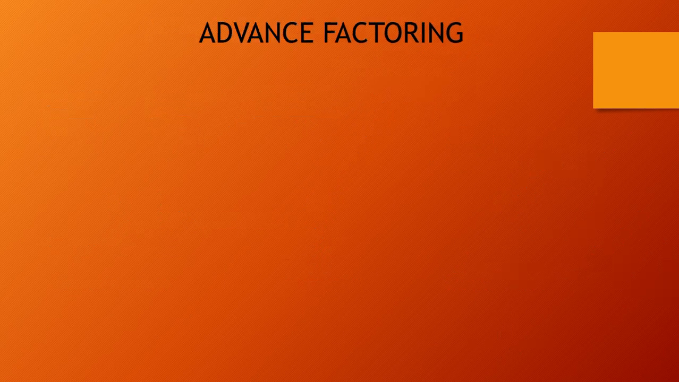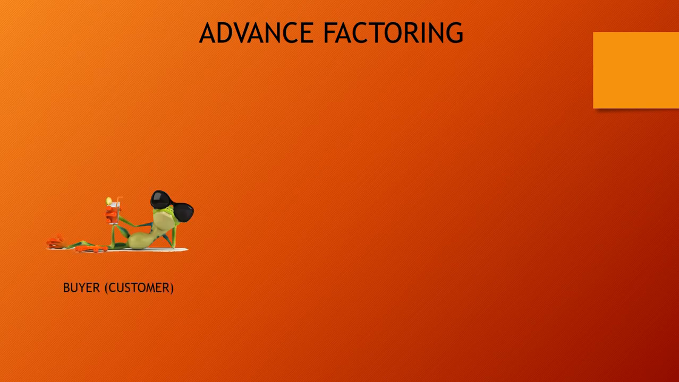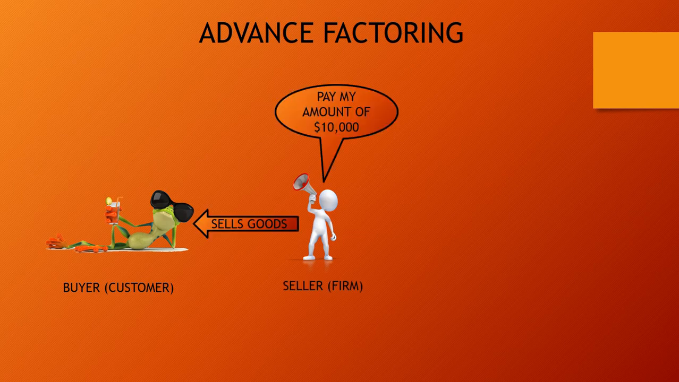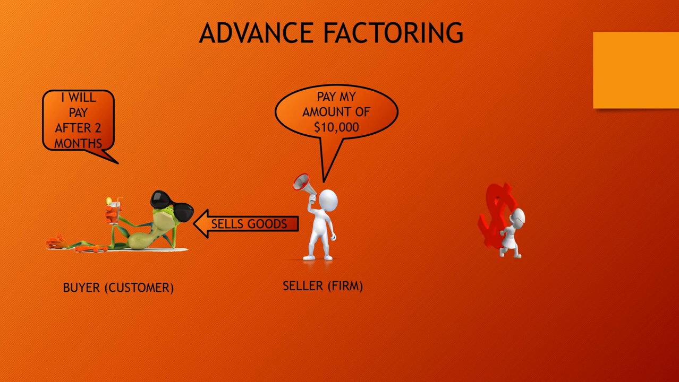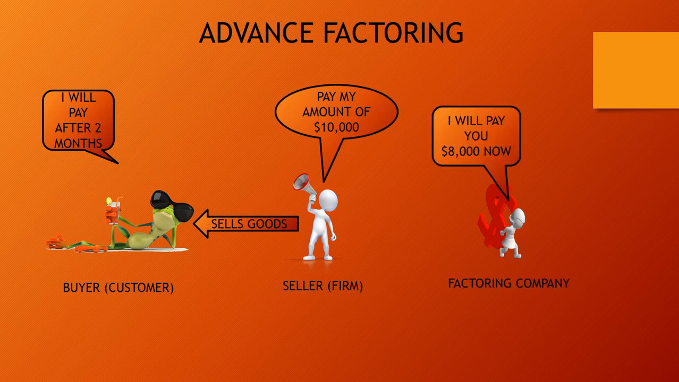Now, next is advance factoring. Now, this is your buyer, this is your seller. This seller is selling goods and demanding $10,000. This customer again says, I'll pay you after 2 months. So the firm approaches the factoring company, and the factoring company pays 8,000 to the seller as an advance. So this 8,000 is an advance.